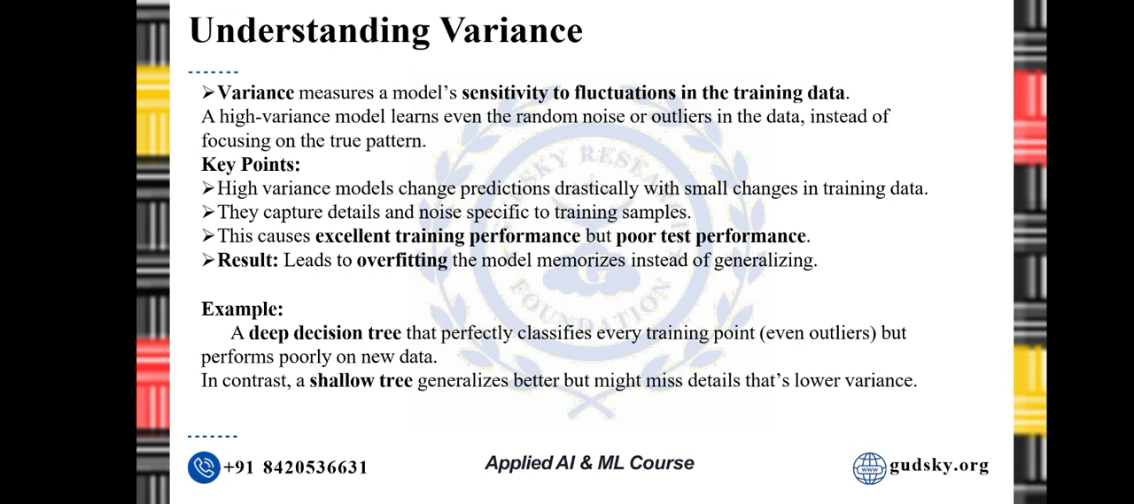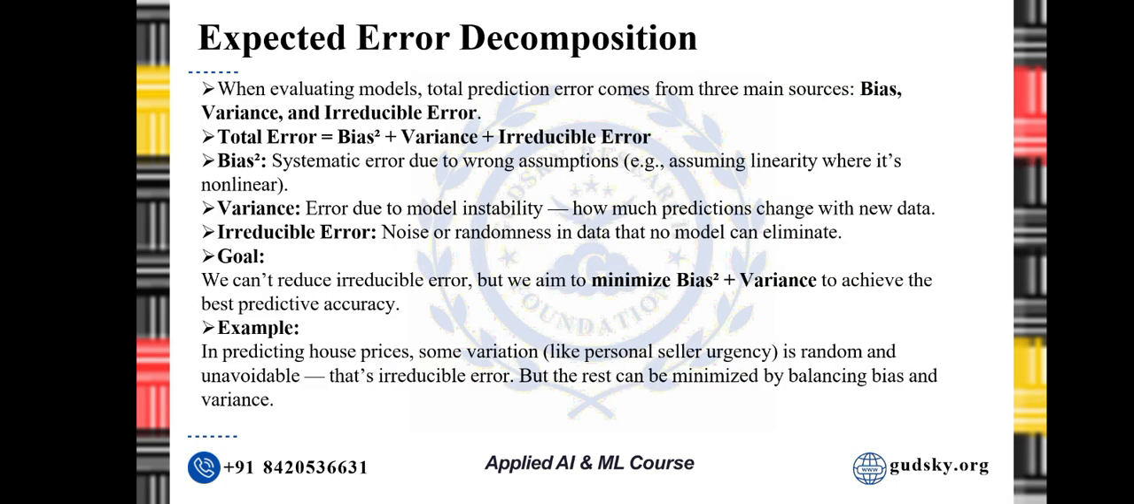Okay. Now you can imagine variance like a student who memorizes entire paragraphs from a textbook. In the exam, if the question changes slightly, they get stuck. So high variance equal to the model changes predictions drastically if the data changes a little. It performs great on training data but poorly on test data. This leads to overfitting. In short, high bias equal to model too simple, high variance equal to model too complex. So now we'll move to the next slide, that is expected error decomposition.